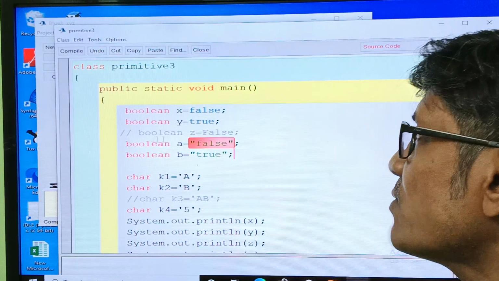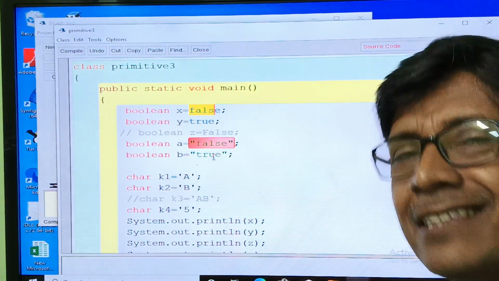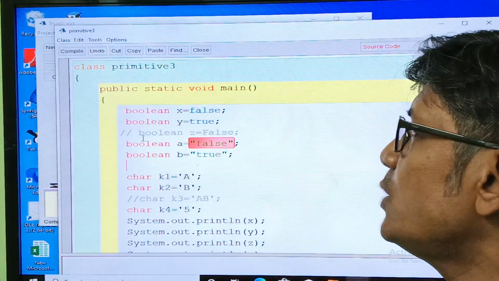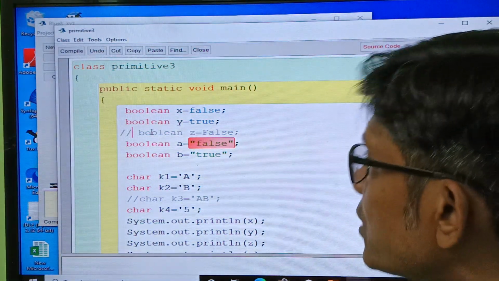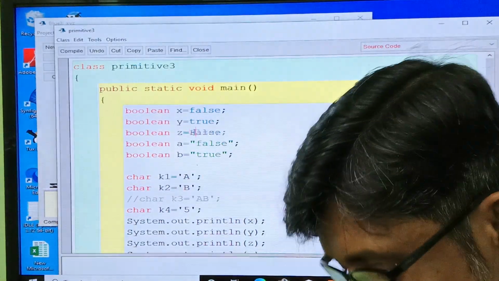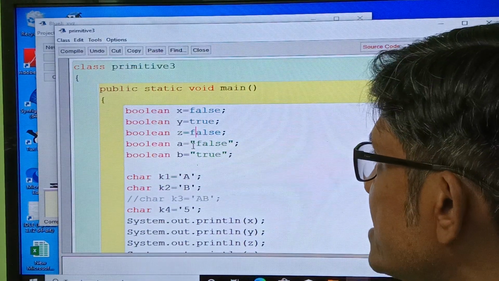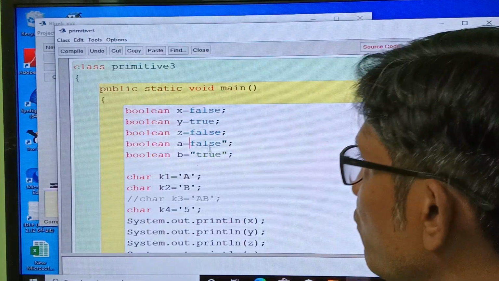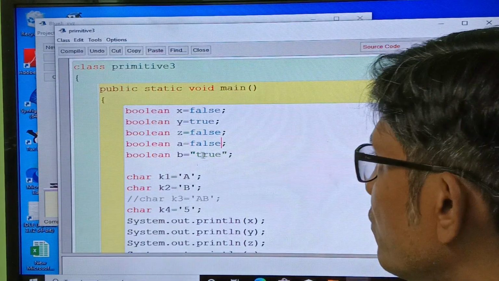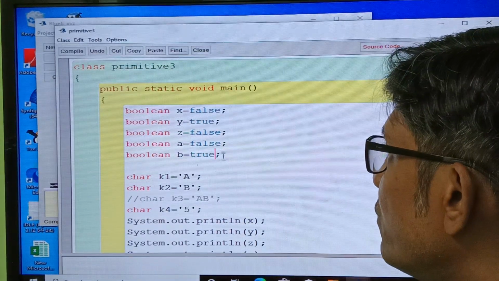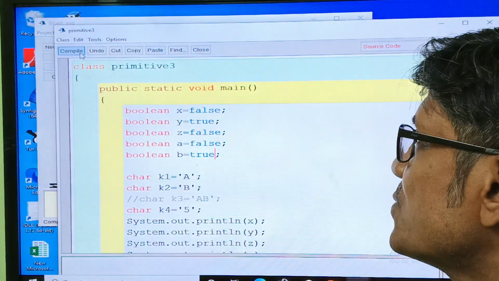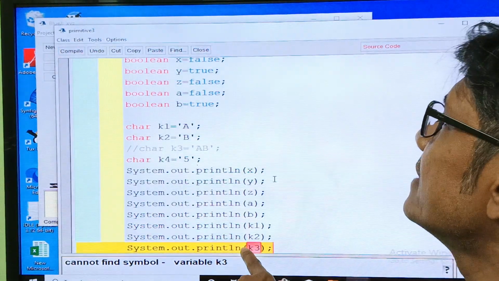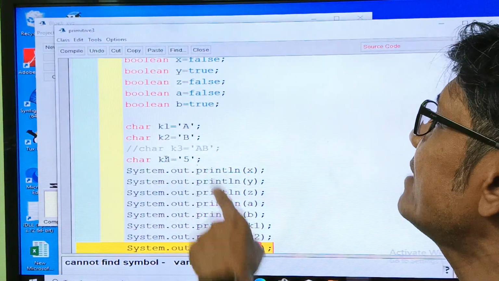This means only this is valid, no other thing is valid. So what we will do for the correction: this we have to write in lowercase, this quotation we have to remove, this quotation we have to remove, this quotation we have to remove. Then if you compile, there will be no problem at the end. K3 is a problem. This is the K3 problem.